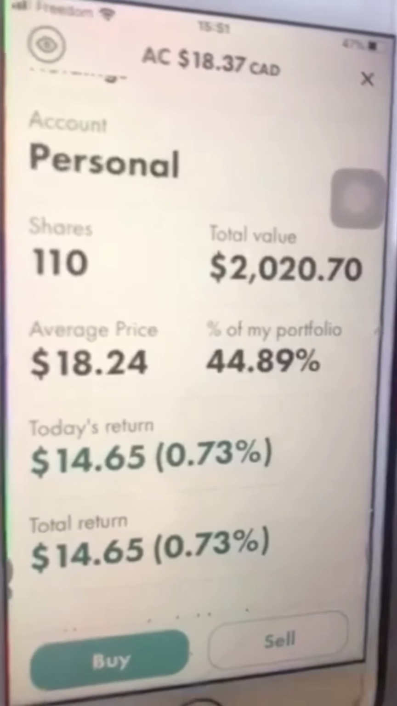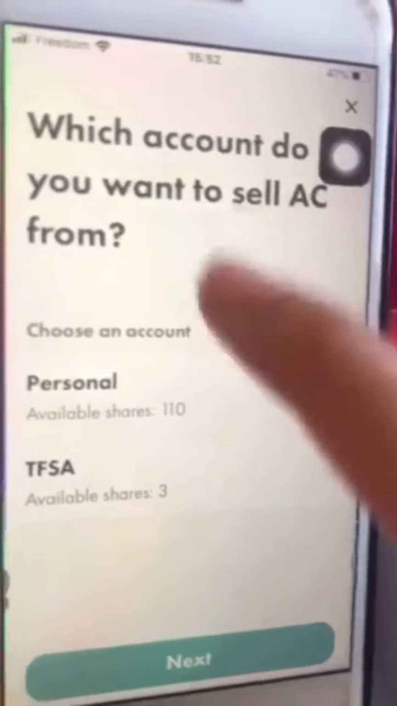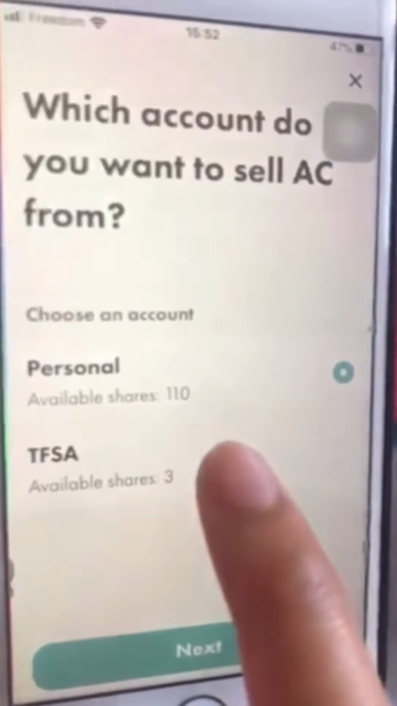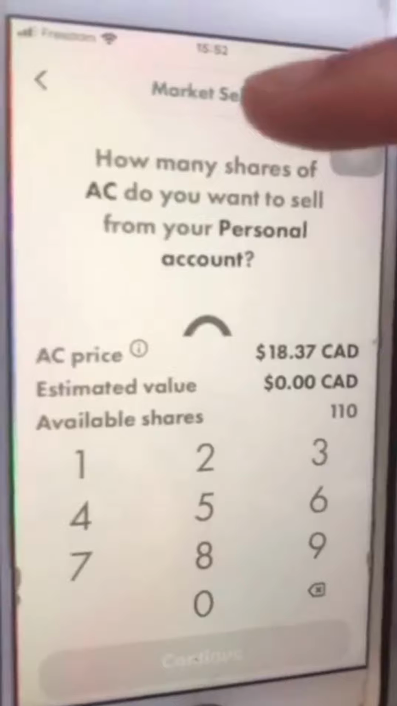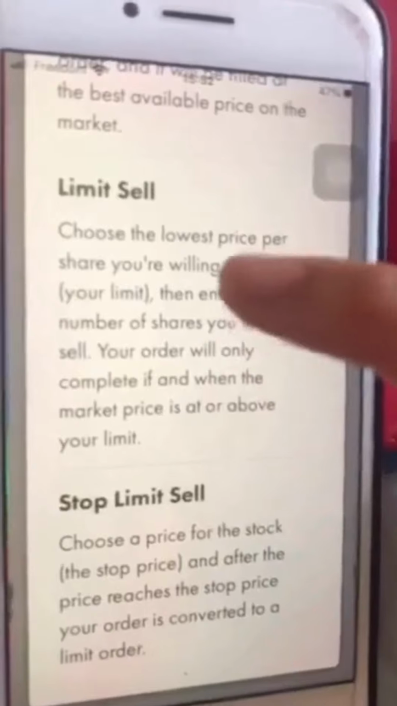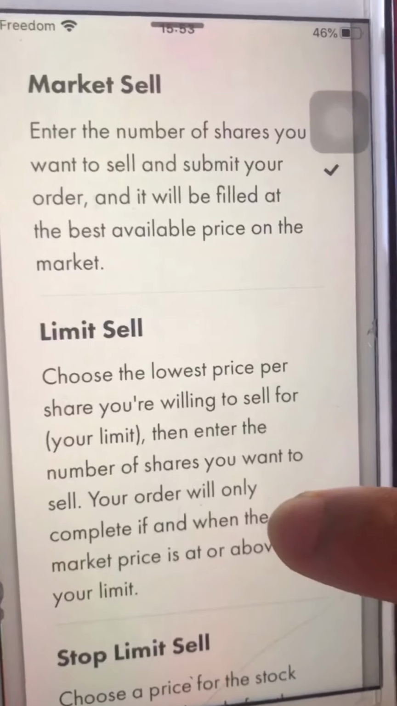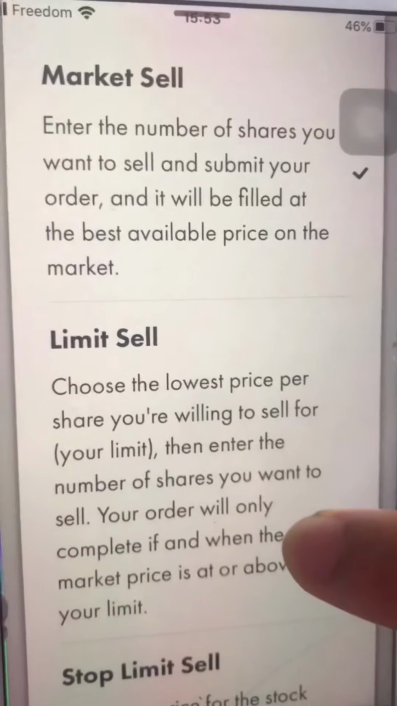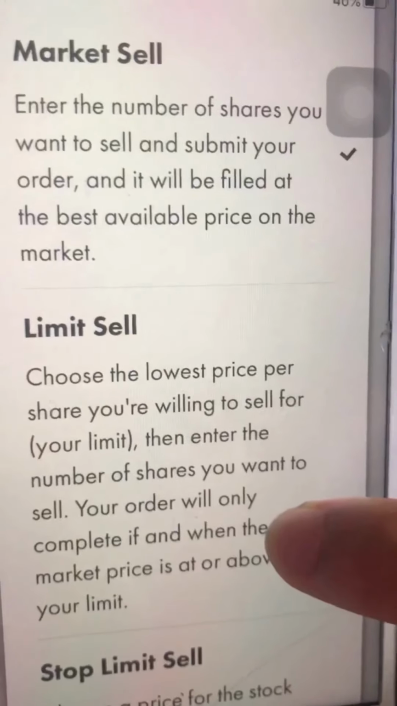So if you're ready to sell this stock, then you just press sell right here. Which account do you want to sell Air Canada from? You would sell it from your personal. It's saying you have 110 shares, so you click that, next, and then again it would ask you for an option to sell at a market price or using a limit order. Market sell allows you to sell your stock instantly at the current market price, and limit sell will allow you to sell your stock at the price that you set.